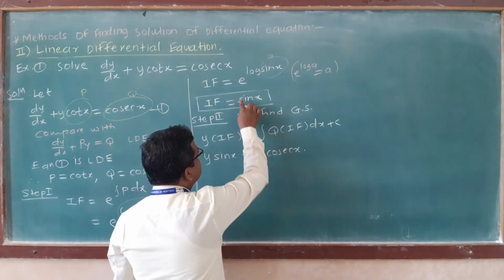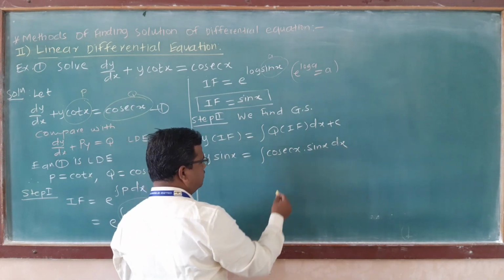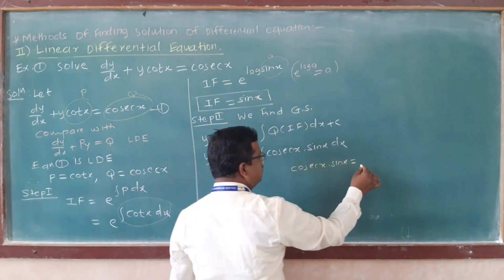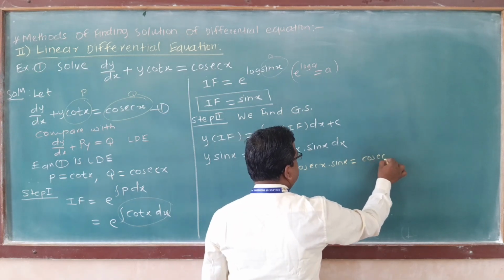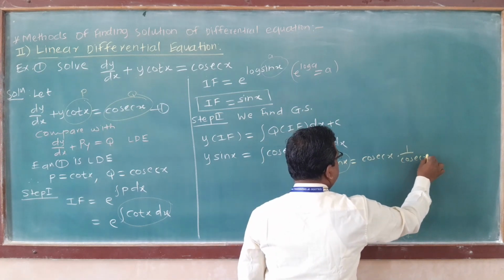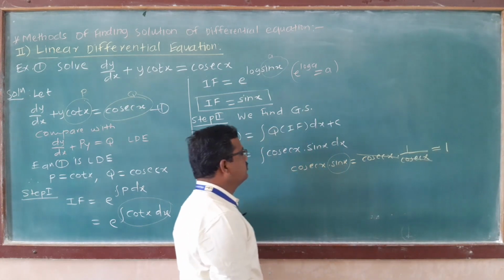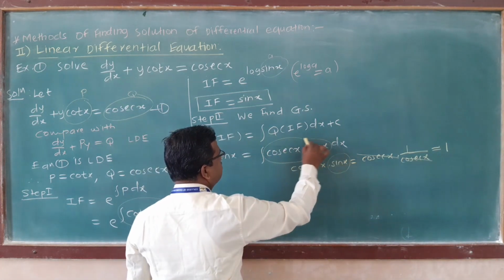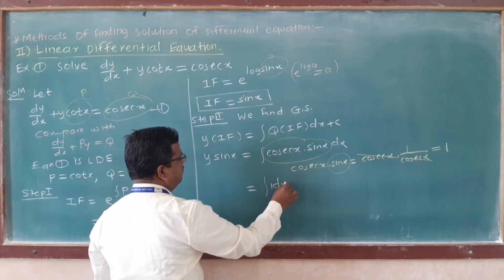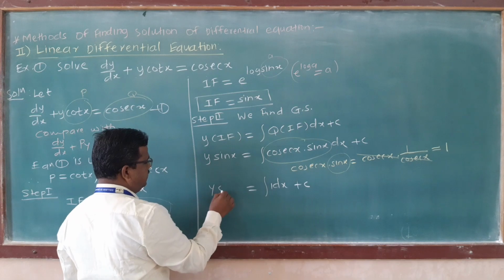Q into IF means cosec x into sin x dx. Now this cosec x into sin x is equal to cosec x into 1 upon cosec x. So the cosec x will get cancelled, which is equal to 1. That means cosec x into sin x is 1, and therefore it is equal to integration of 1 dx plus c as a constant of integration.